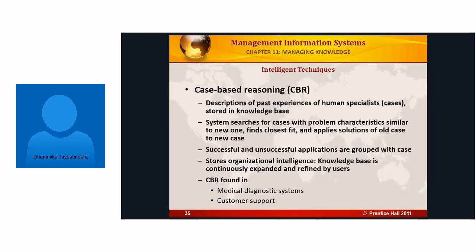Successful and unsuccessful applications are grouped with the case. It stores organizational intelligence. The knowledge base is continuously expanded and refined by users. So these are found in medical diagnostic systems and customer support.